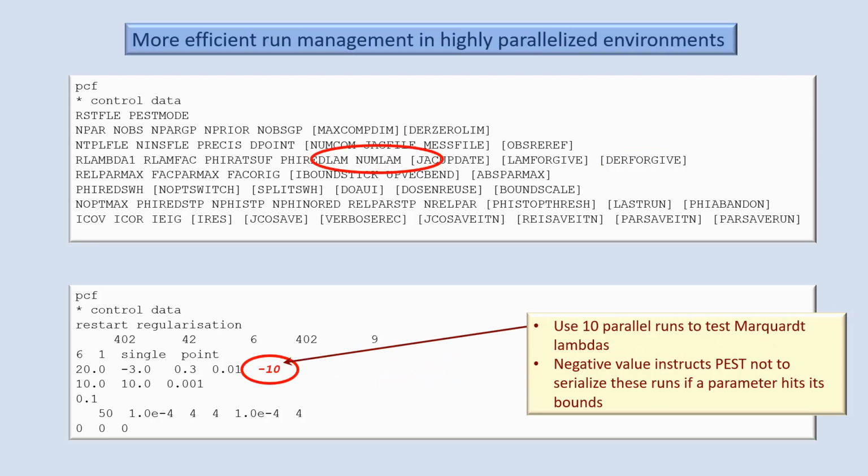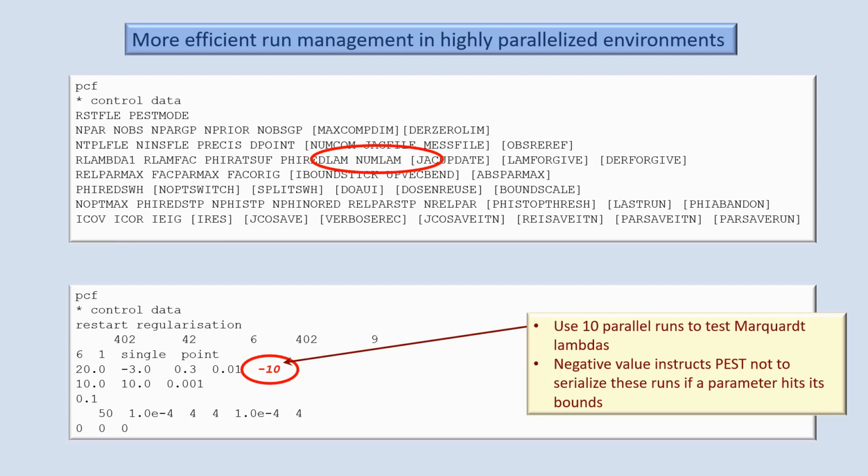Another Marquardt lambda setting is numlam. This is the maximum number of model runs that should be devoted to testing the effects of different Marquardt lambdas. Now, if set to a positive number, say 10, PEST will trial no more than 10 Marquardt lambdas.